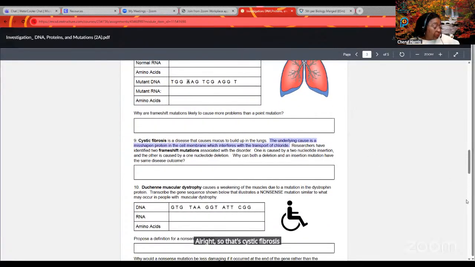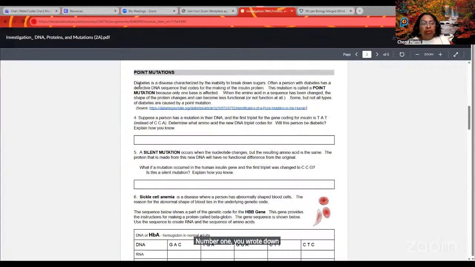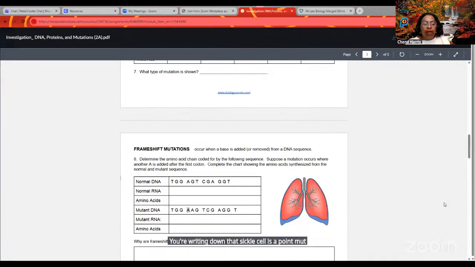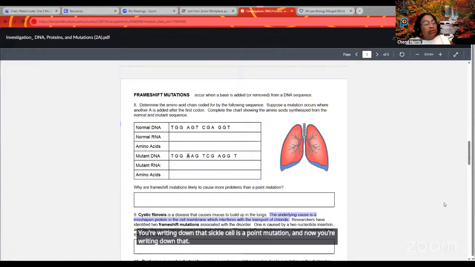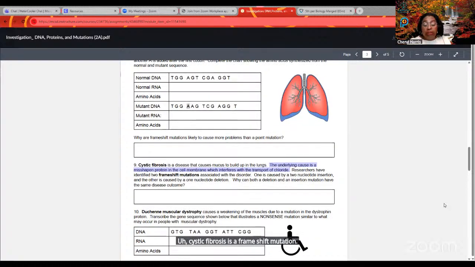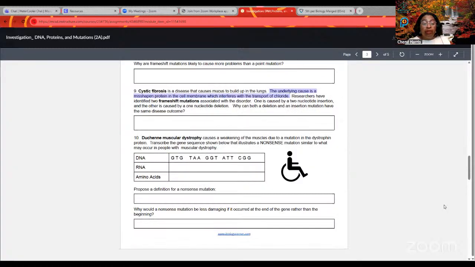You need to remember, keep track. You have a little notepad where you're writing these things down. Number one, you wrote down that diabetes is a point mutation. You're writing down that sickle cell is a point mutation. And now you're writing down that cystic fibrosis is a frame shift mutation. I keep track of all of these. All right, we have another one, muscular dystrophy.